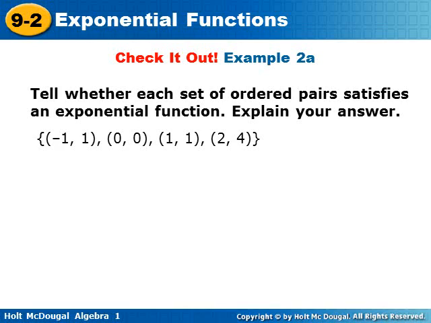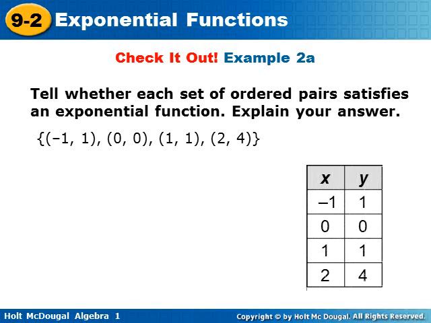Tell whether each set of ordered pairs satisfies an exponential function. Explain your answer. (-1, 1), (0, 1), (1, 1), and (2, 4). This one's for you to try on your own, and then you can check back for your answer. So writing them in a table is probably easiest. So you have -1, 0, 1, 2 in the x column and 1, 0, 1, 4 in the y column.